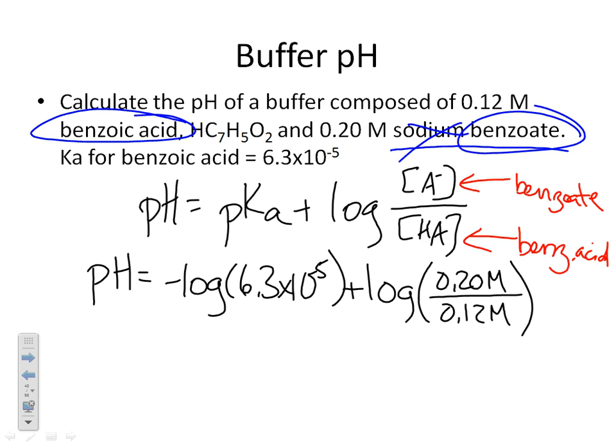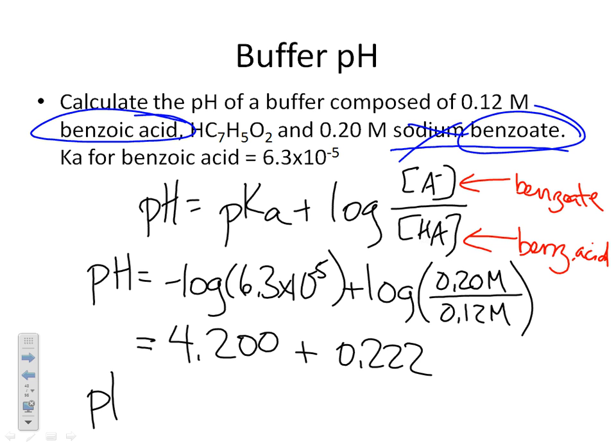I do recommend students, I'm sort of encouraging you to do some intermediate steps and to not try to skip right to the answer. So like I like to write down what the pKa value is. So when I take the negative log of the Ka, I get 4.200, and then the log of 0.2 over 0.12, I get 0.222. So adding them together to get the pH of this buffer, I get 4.422.